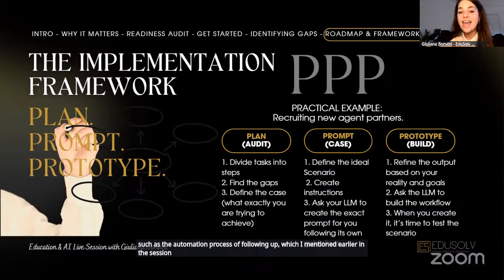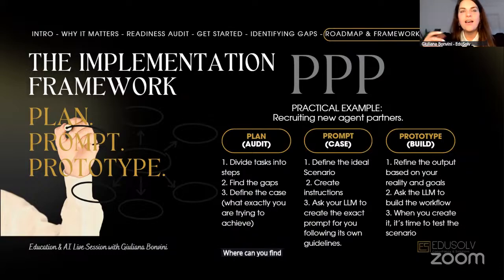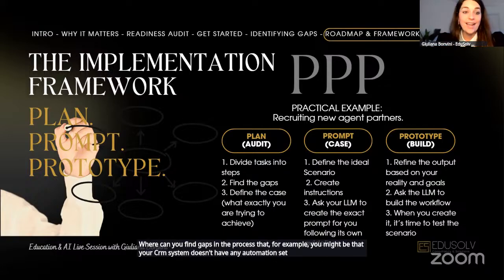And then you have to find the gaps. So where are the gaps? Where can you find gaps in the process? For example, it might be that your CRM system doesn't have any automation set up. That's a gap. That's a big gap.